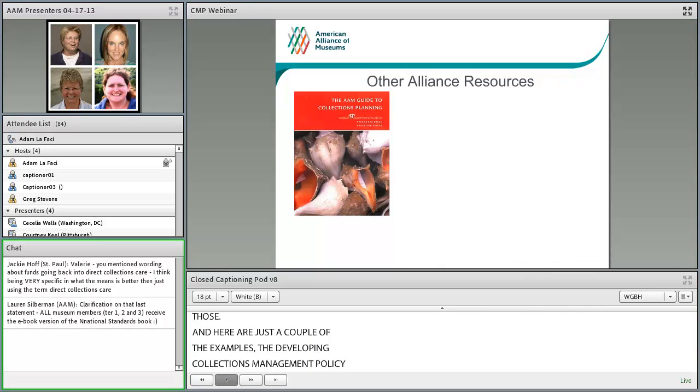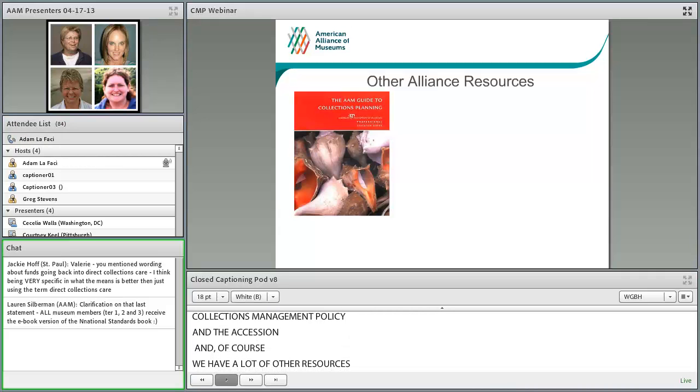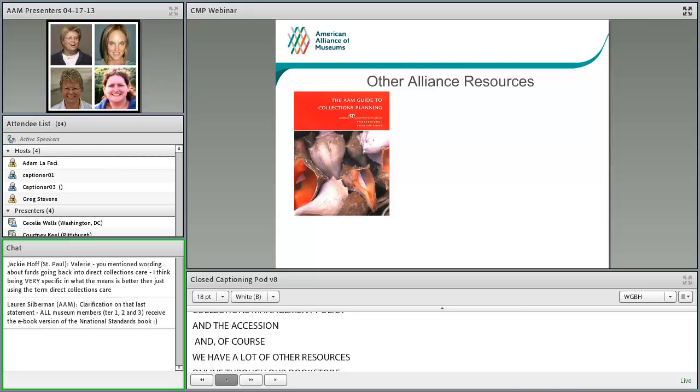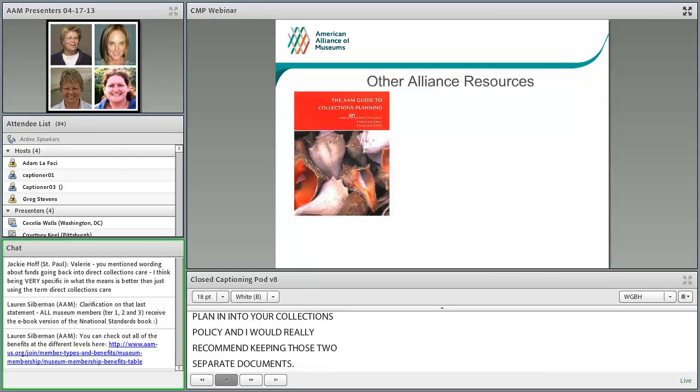And of course, we have a lot of other resources online through our bookstore. The AAM Guide to Collections Planning. I think someone else in the chat had asked whether you should incorporate your collections plan into your collections policy, and I would really recommend keeping those two separate documents. Any of the panelists have an opposing view or a confirming view on that?